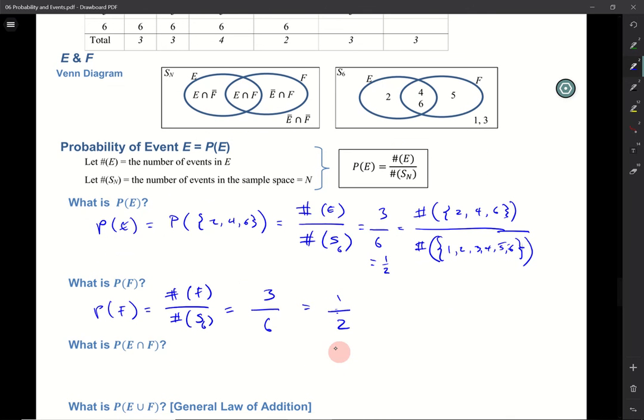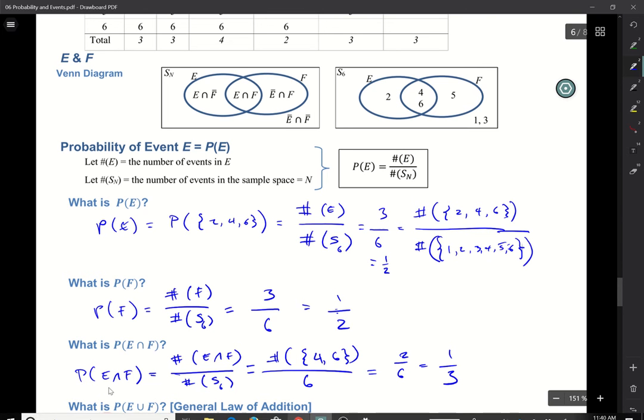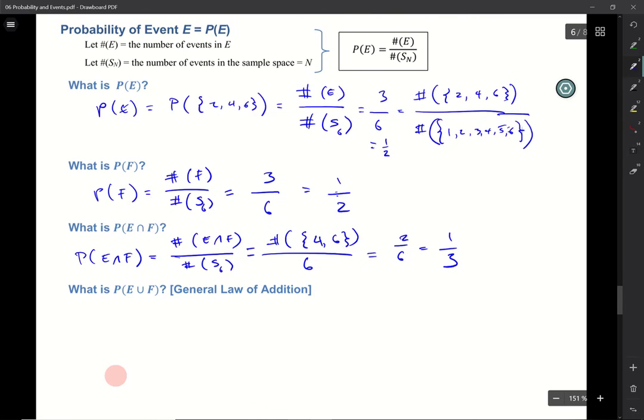Okay, and so the probability of E intersect F is the number in E and F over the number in the sample space. What's the intersection? The numbers in the intersection are 4 and 6. So 4 and 6 is only 2 of them out of 6, and so we can simplify that to 1/3. We're really just applying this formula, but in the first case it's the set E, in the second case it's the set F, and in the third case the set is the intersection set. Okay, so what about the union? E union F, the probability of E or F. Again, that's the number in E union F, E or F, over the number in the sample space.